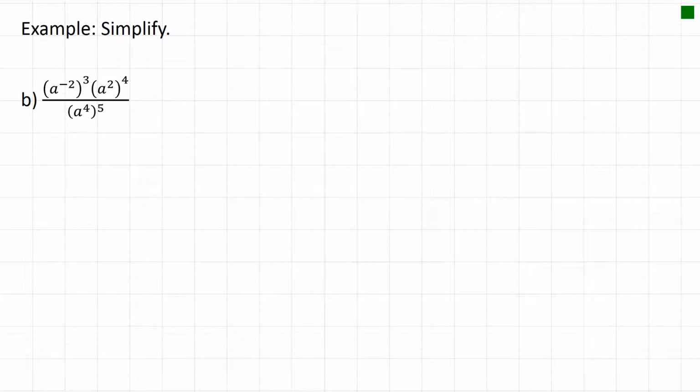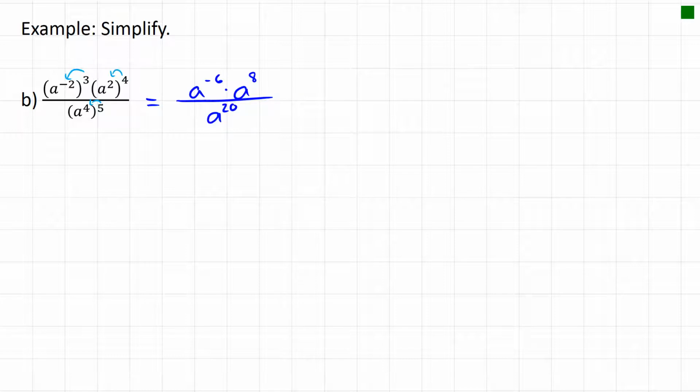Next up, I have a fraction, but I have the same first task, which is I have all these brackets with exponents, and I have to apply these in to the brackets before I can do anything else. So a to the negative 2 to the power of 3 is a to the negative 6. A to the 2 to the power of 4 is a to the 8, so that's in my numerator of the fraction. And then again on the bottom I have a to the 4 times 5 is 20.